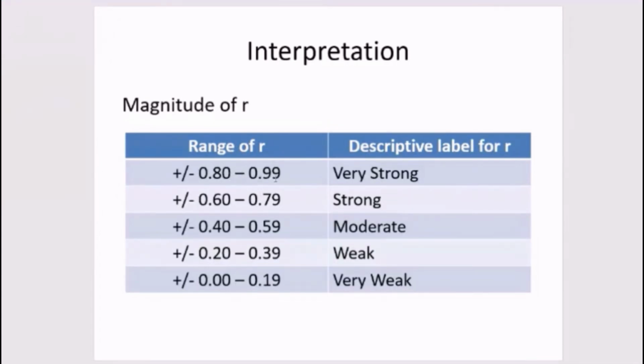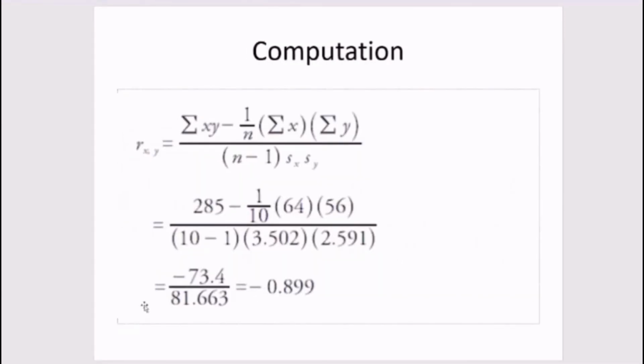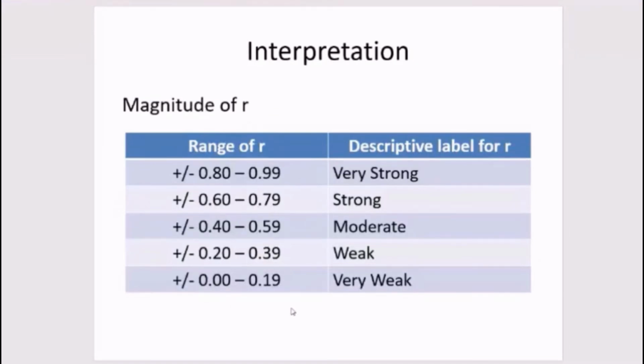So kung 0.80 to 0.99, that's a very strong relationship. Otherwise, 0.60 to 0.79, that's a strong relationship. Moderate, which is 0.40 to 0.59. It's weak if it's 0.20 to 0.39. And then very weak if it's from 0 to 0.19, that's a very weak relationship. In our example, the value is negative 0.899. So unsa may label nato for interpretation nato sa relationship? Very strong, sir. Okay, very strong. Very good.